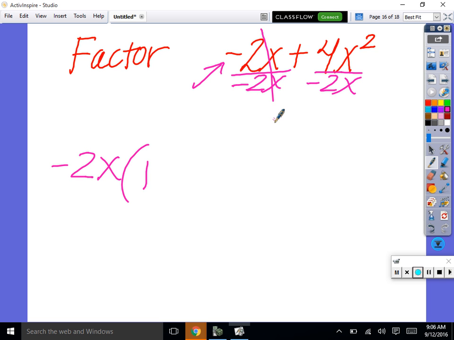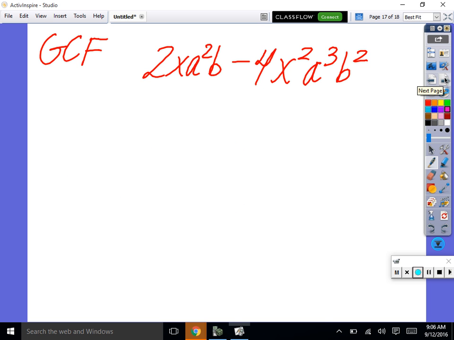Positive 4 divided by negative 2. Negative 2, correct? X squared over x. X on top, x on bottom, isn't that an x? And we factored out the GCF. We'd be done here. Okay, so if you have one that's harder like this one, what's the GCF? Factor out the GCF. What's in common? Look at the numbers. There's a 2 in common.